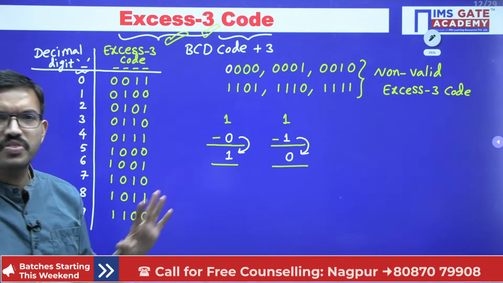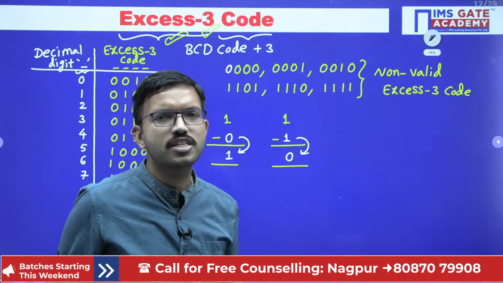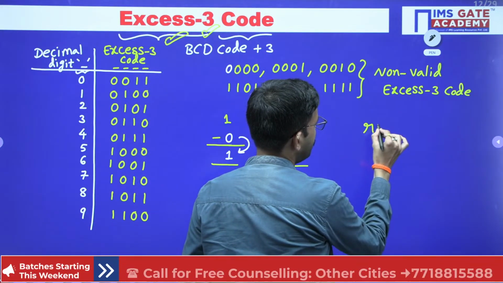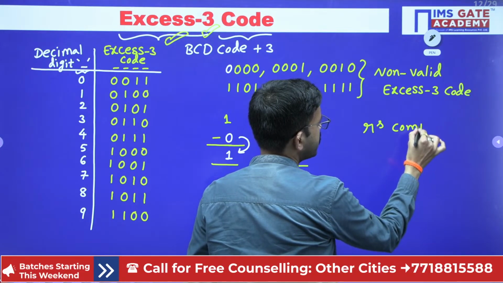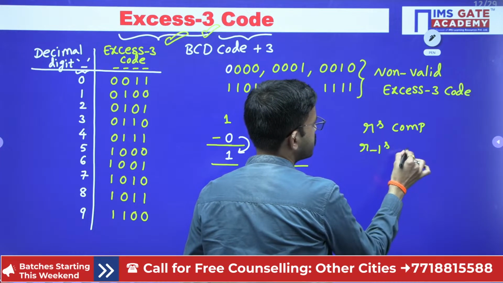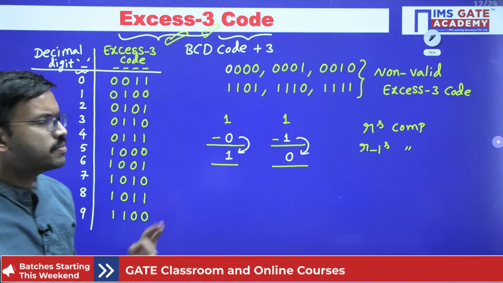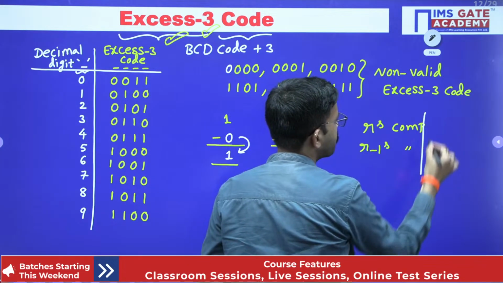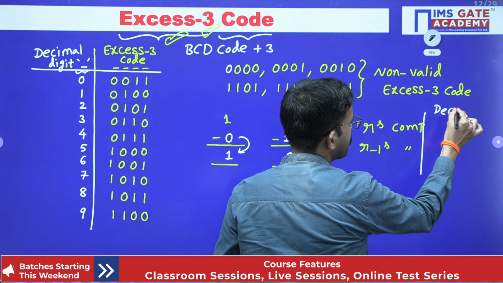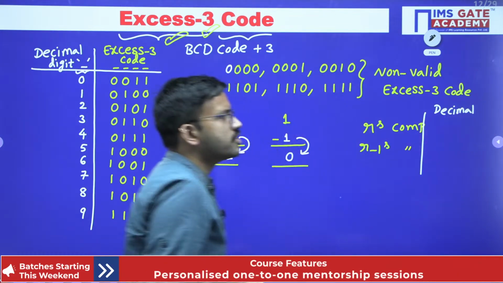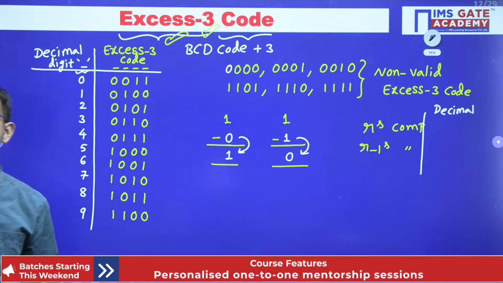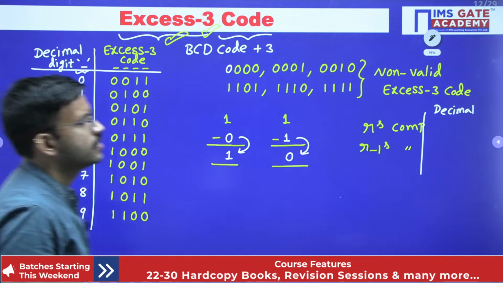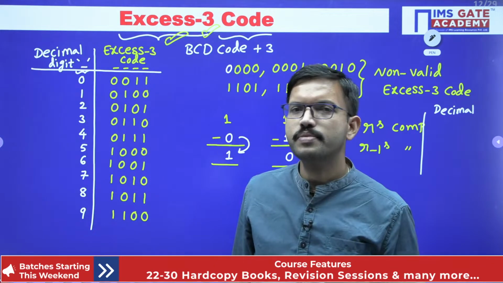In the same way, in each and every number system, you will be having two types of complement. The first one is the radix complement, that is r's complement, and the other one is r minus 1's complement. For easy understanding, let us consider the decimal number system. Now tell me, what are the two types of complement you will get in the decimal number system?